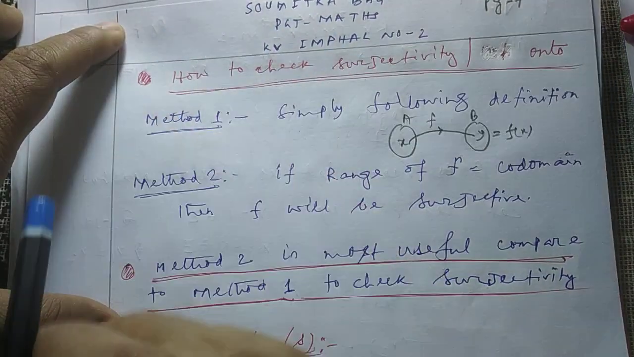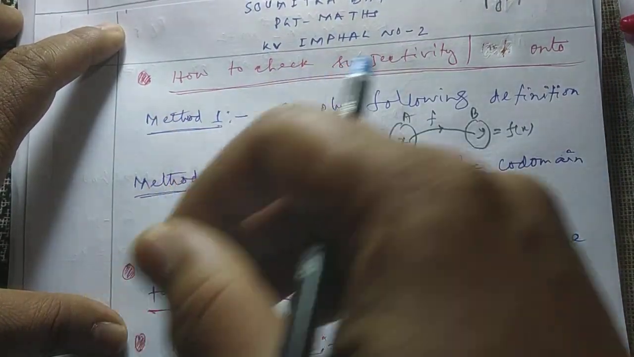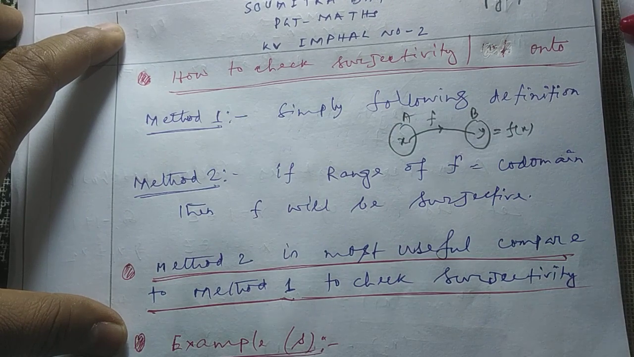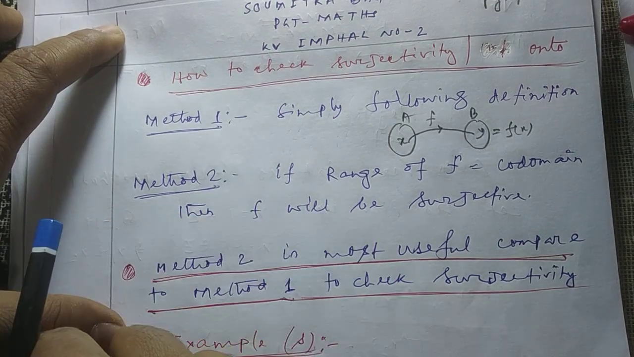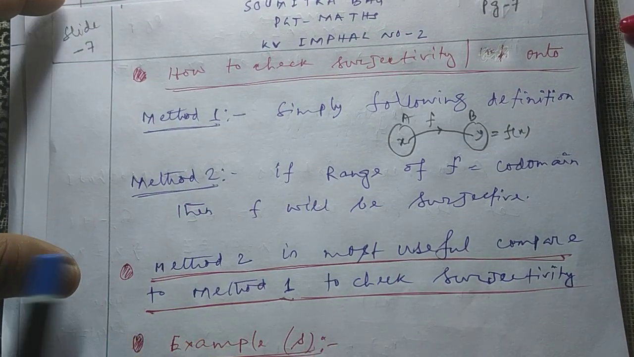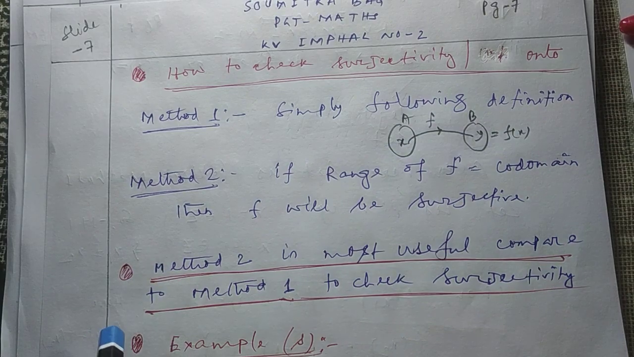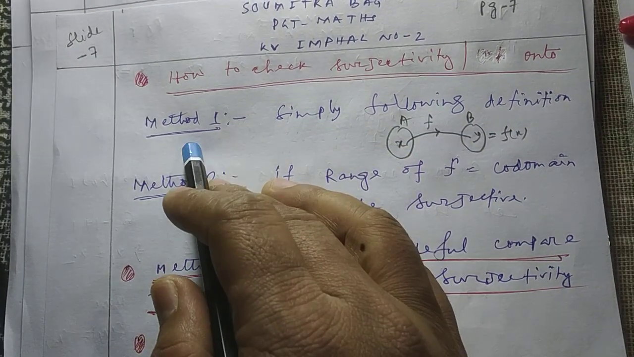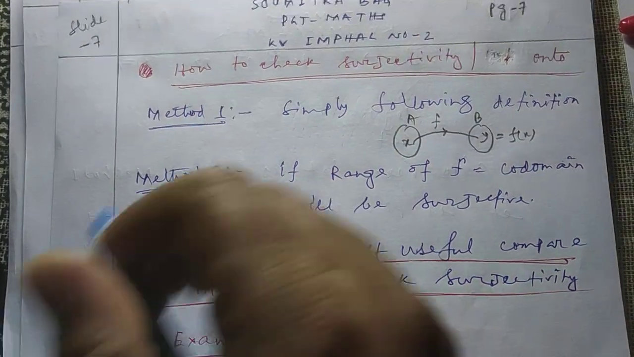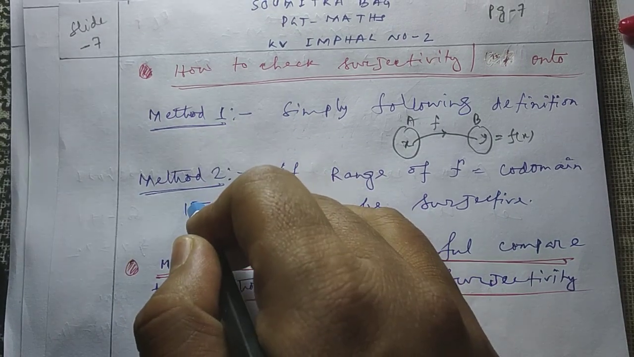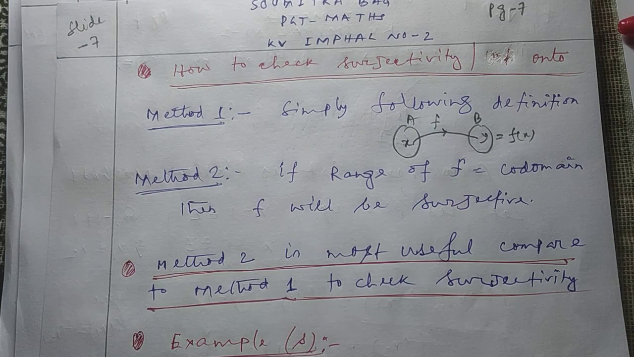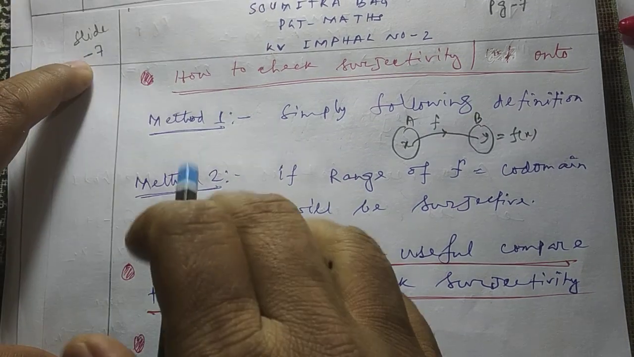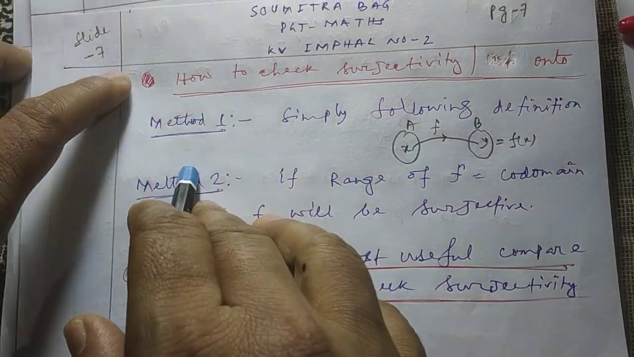But how to check it theoretically? Suppose a function is given to you and you are asked how to check its surjectivity. So in that case we need to know the method to check the surjectivity of a function, correct? We shall have two methods to check, method 1 and method 2. Now let us discuss every method one by one, correct? First let us come to method 1.